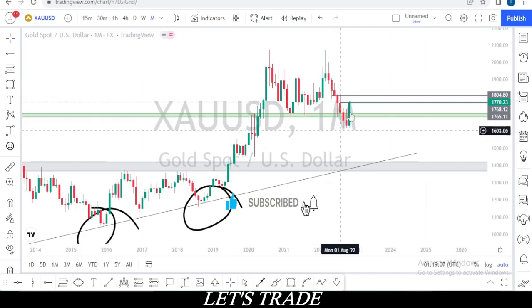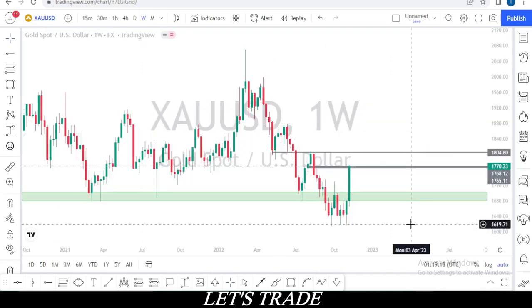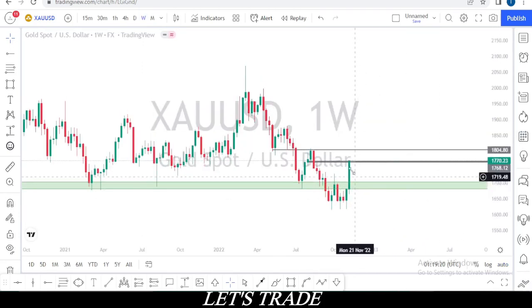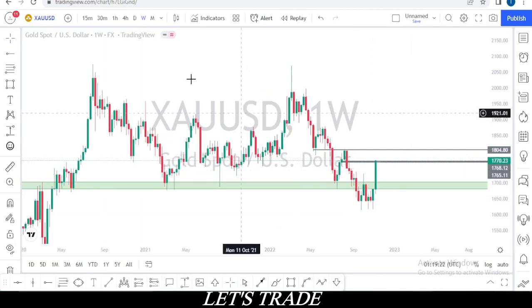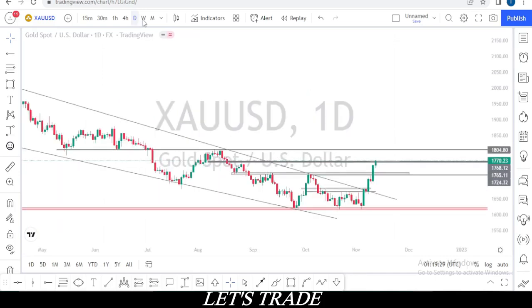Now, this is the monthly time frame and you can see such an impulsive move to the downside and the upside. This is massive. Let's go to the weekly time frame. On the weekly time frame, we had such an impulsive move also. It's obvious there, but there are no clear trading opportunities on the weekly time frame. So let's go to the daily time frame.